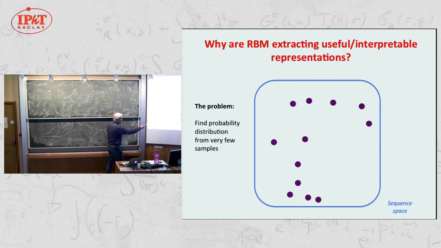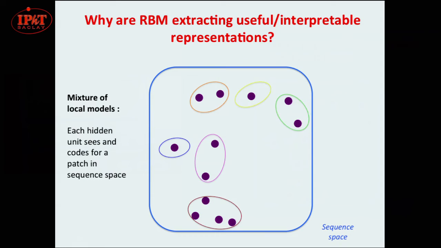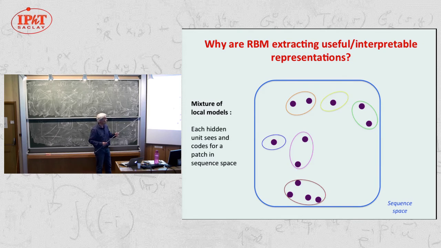We have a sequence space, we have a bunch of natural sequences, and we would like to fit this probability distribution. There are many different ways you could do that. One way, maybe the simplest one, is to have a mixture model. If you use an RBM to have a mixture model, this is exactly what you would do in the ferromagnetic phase of a Hopfield model.